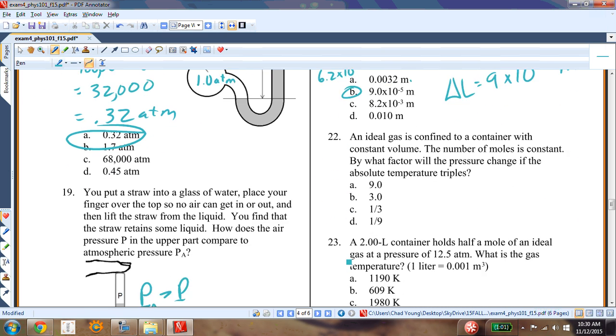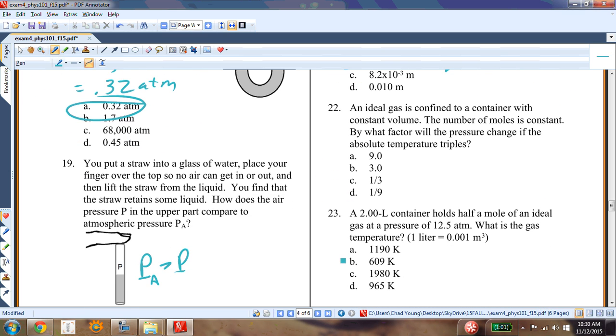An ideal gas is confined to a container with constant volume. The number of moles is constant. By what factor will the pressure change if the absolute temperature triples? So PV is nRT. If this triples, what happens to the pressure with all things else constant? They have a linear relationship, so a linear direct relationship. So B is the right answer.